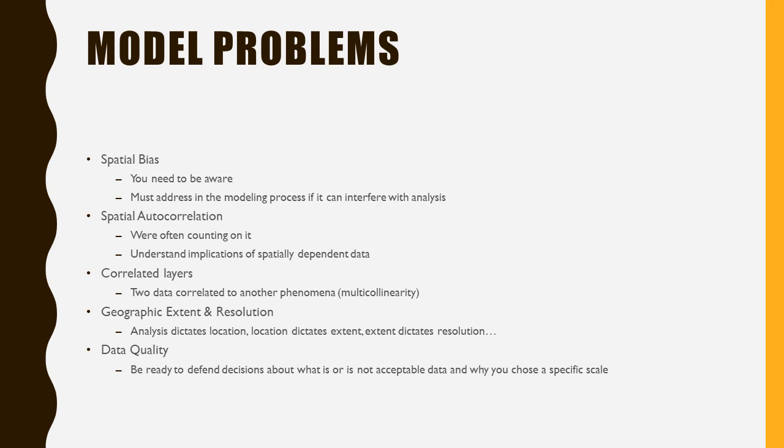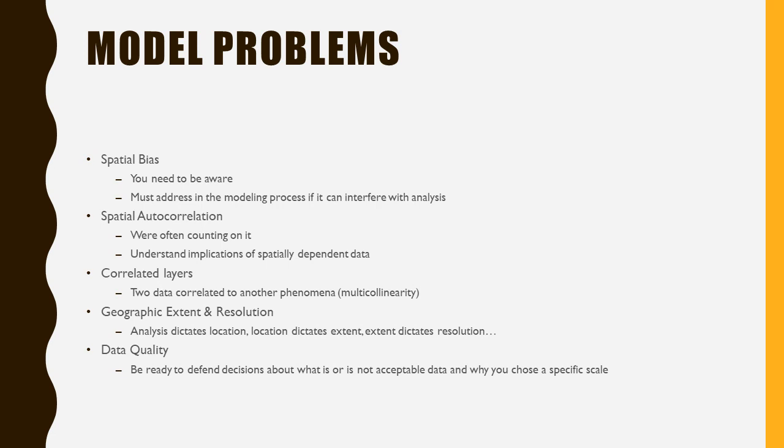Correlated layers, we have multiple data that may be unrelated to one another, but trend in the same direction. As one goes up, the other one goes up. And so you can have issues of multicollinearity, where things reinforce each other even though they may not be directly related. We also have to look at the extent and resolution. Sometimes analysis tells us where and what we have to do. And where we're doing it might tell us a great deal about these other things, and these can all impact the decisions we make, the outcomes we get, and ultimately our models.